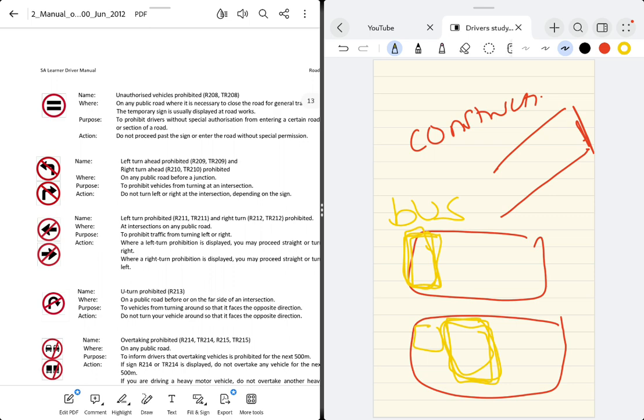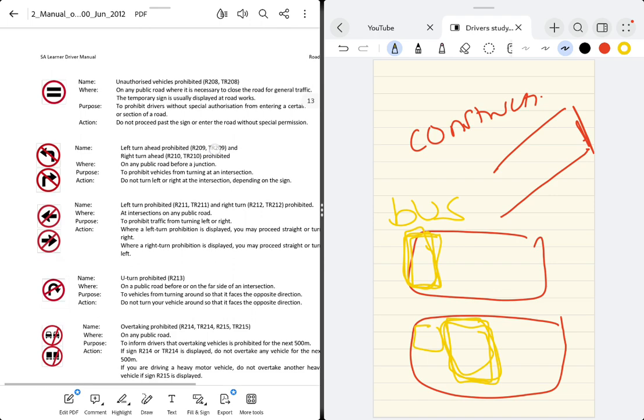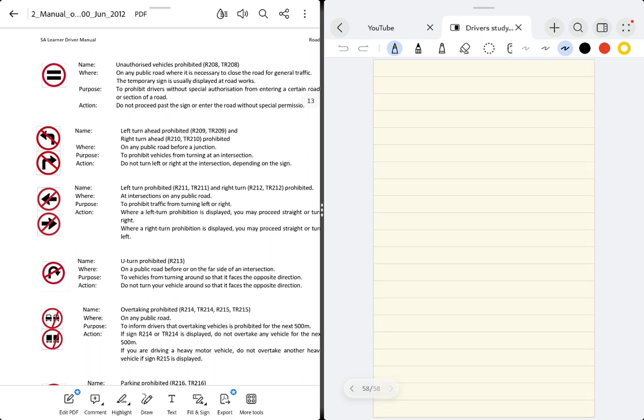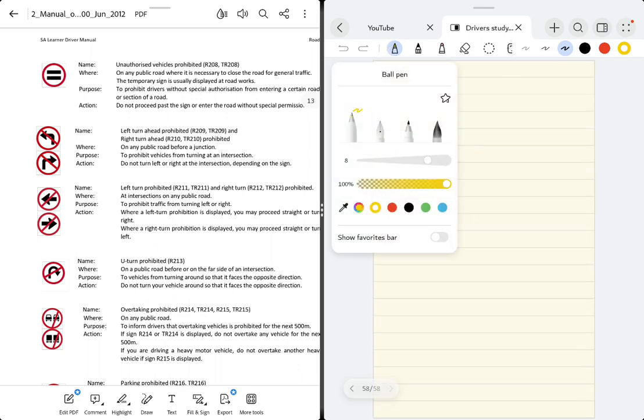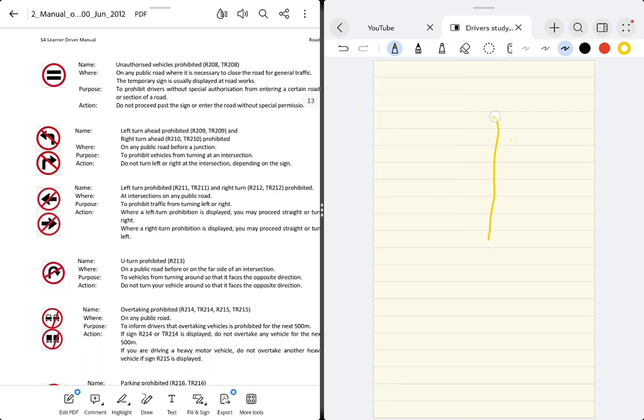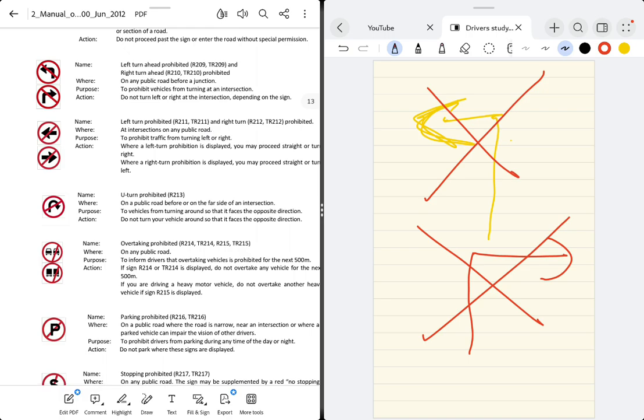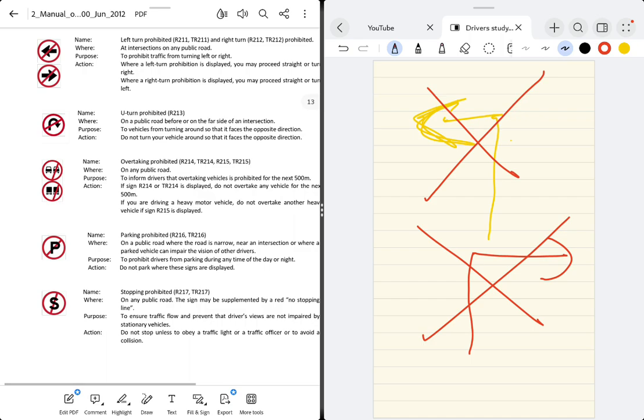Okay, turning left is prohibited. Turning right is prohibited. Okay, so which means you're still driving, and there will be a turn to your left, but that is not allowed. And you're still driving, and there will be a turn to your right, and that is prohibited, basically. Left turn, prohibited. Right turn, prohibited. Then U-turn, prohibited. Then overtaking, prohibited.